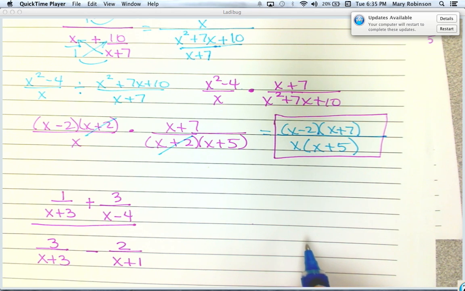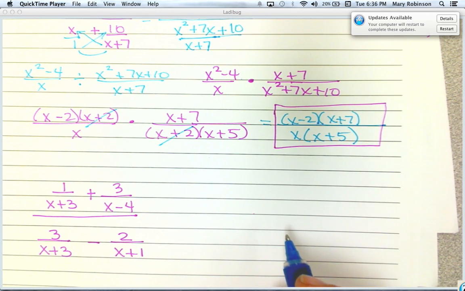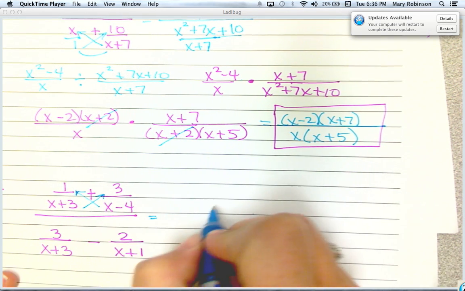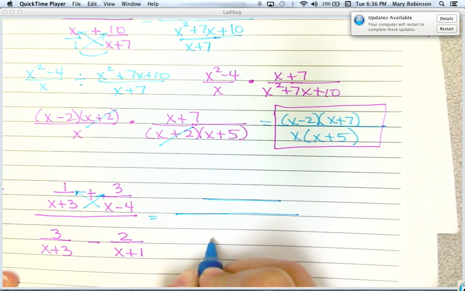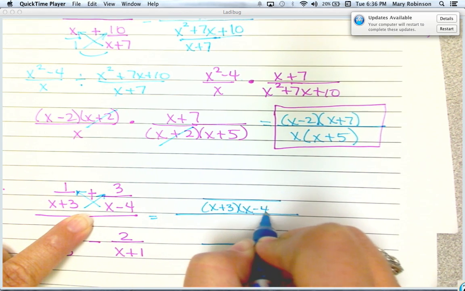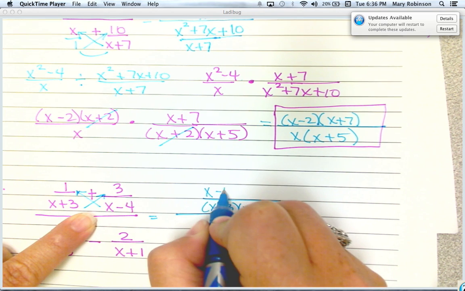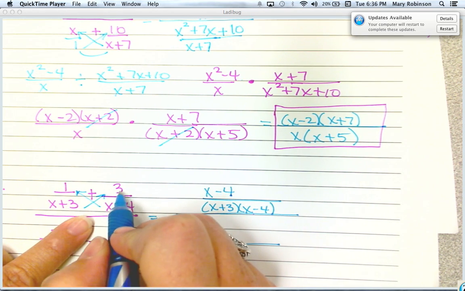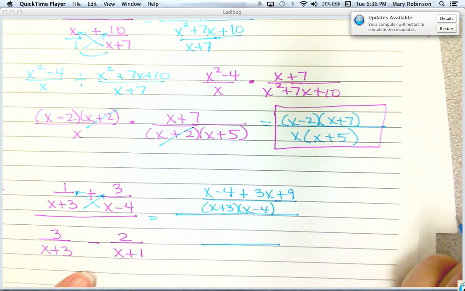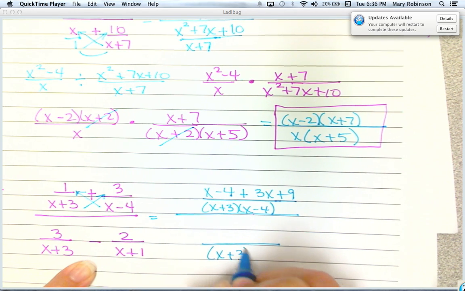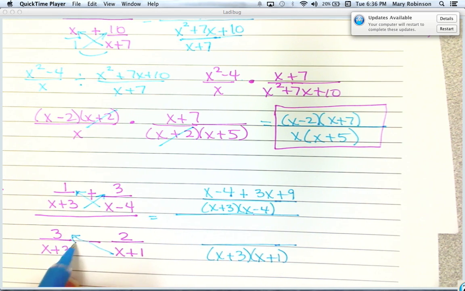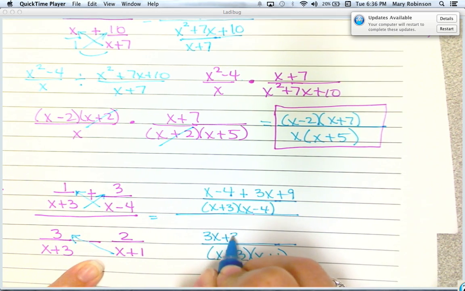For part F here, we're going to do just like we did before. Big fraction, I'm going to have a fraction on top and a fraction on the bottom. My denominator is going to be the product of these two. And then when I multiply that, I have x minus 4. I multiply here, but distribute the 3. So I'm going to have positive 3x plus 9. On the bottom, I'll do likewise and have x plus 3 over the quantity, or times the quantity x plus 1. Same thing here, 3x plus 3.